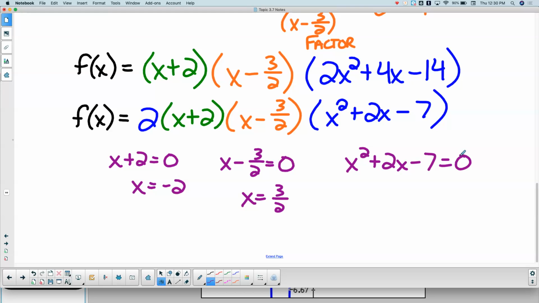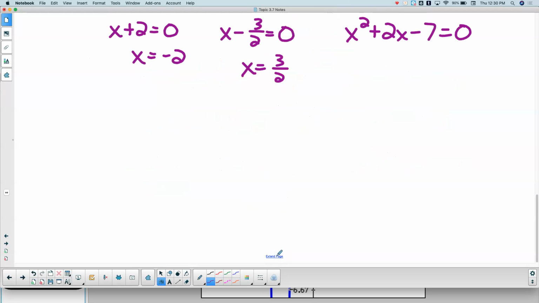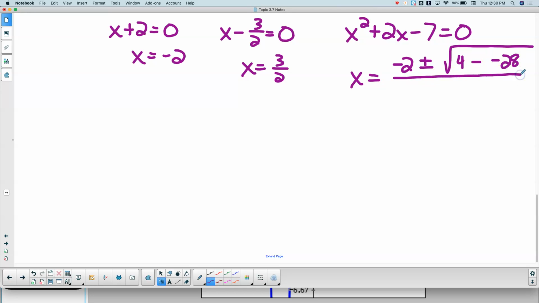Quadratic formula. Okay? So we've got x equaling -2 plus or minus the square root of 4, oh no, minus 4 times 1 times -7, which is -28, all over 2 times 1, which is 2. 4 minus -28.